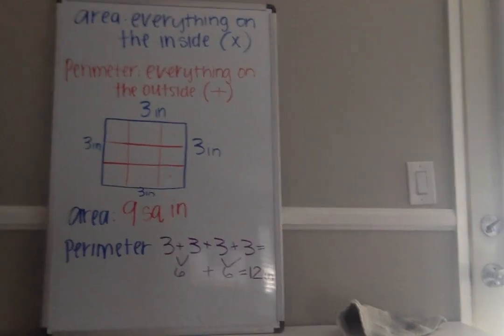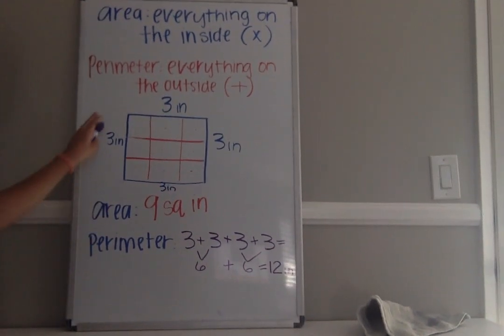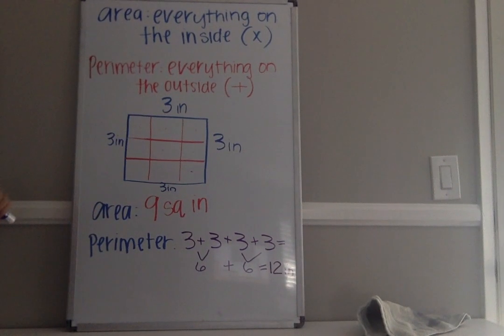So again, perimeter is adding every side on the outside. Area is multiplying 2 sides or adding all the squares in the middle. Okay, so please, if you'd like to pause me now so you could take notes on this one, I am going to pull up another problem for us to do.